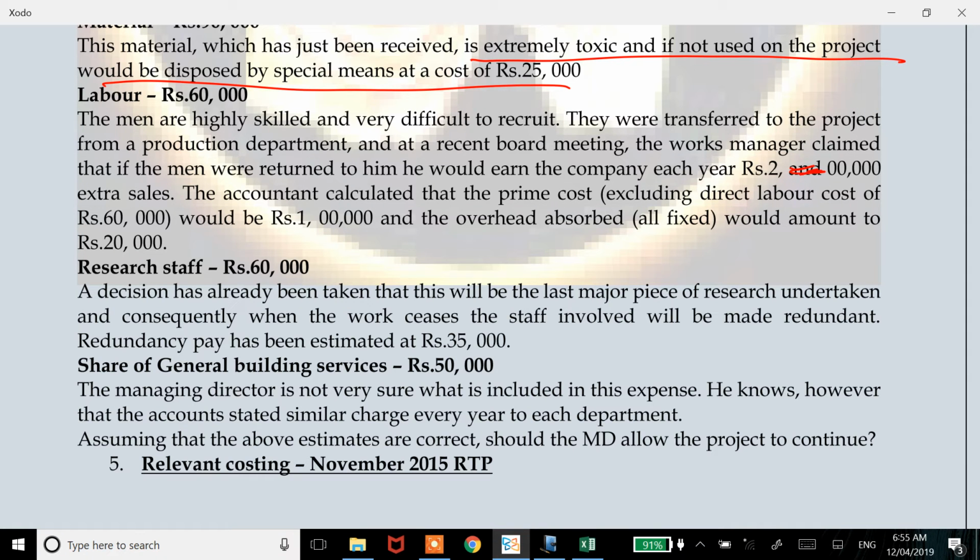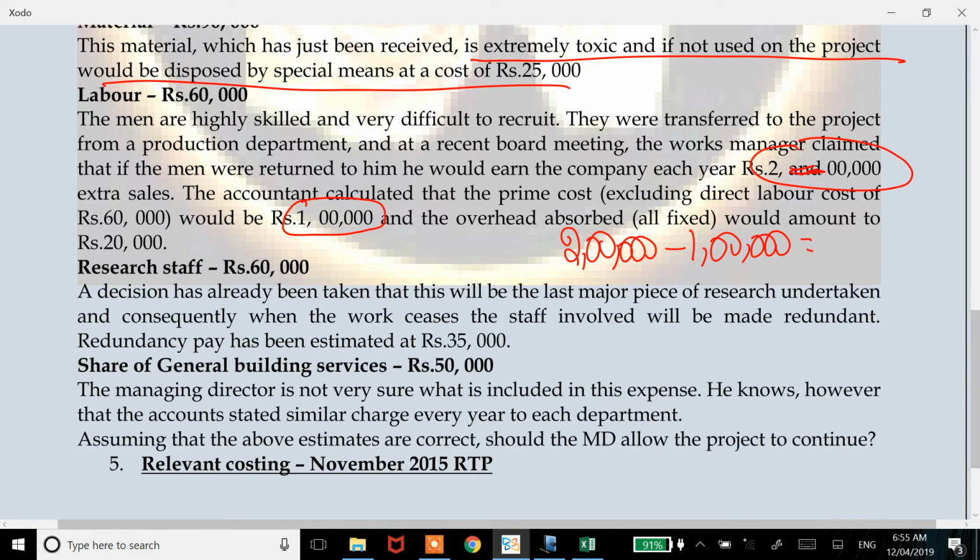When you calculate contribution, if you deduct labor costs, add it back. If you don't deduct it, no need to add back. So they are earning a contribution of 2 lakh. Sales is 2 lakh and your variable cost, the prime cost, is 1 lakh, and this 1 lakh does not include the labor cost. So these guys currently earn the company 2 lakh minus 1 lakh. I am not deducting fixed.